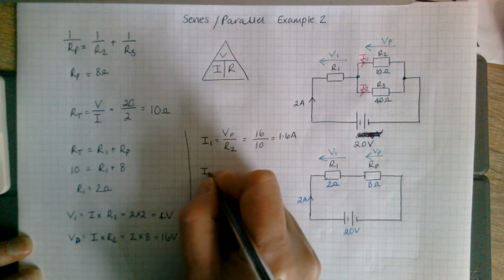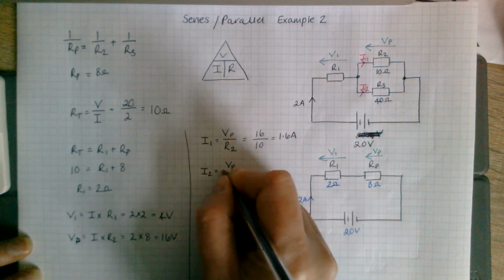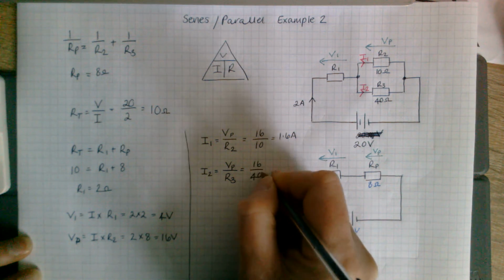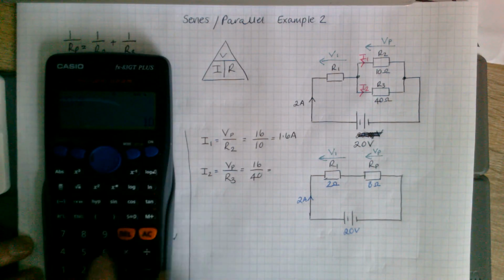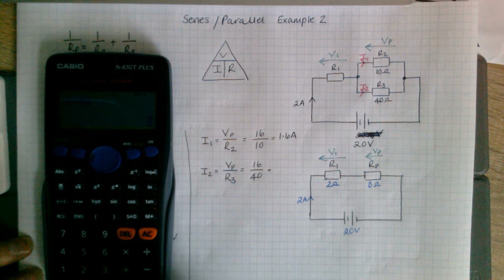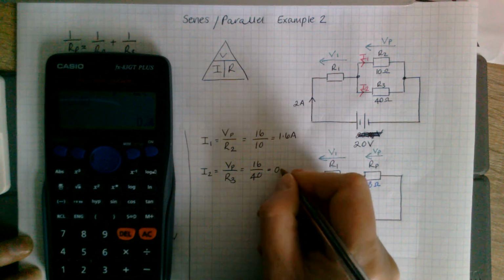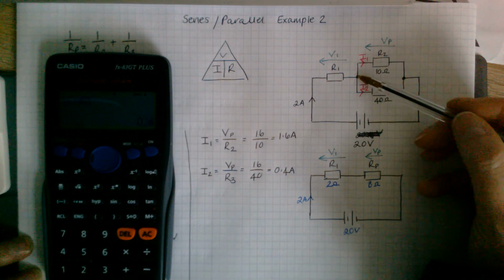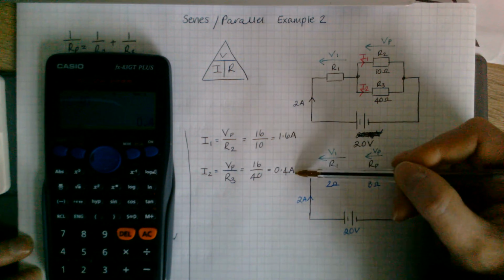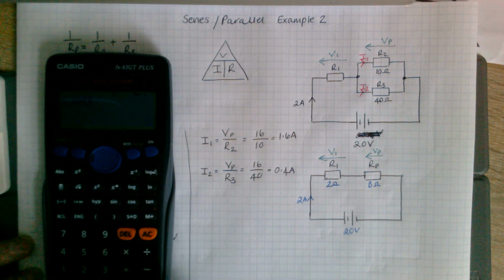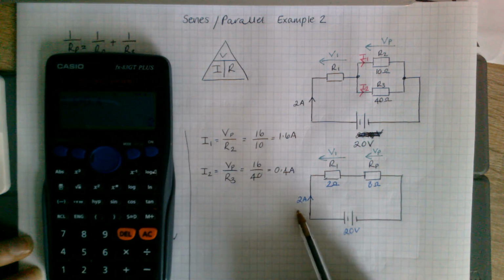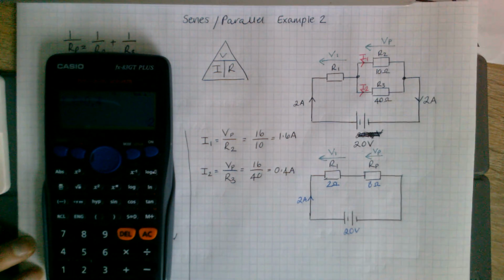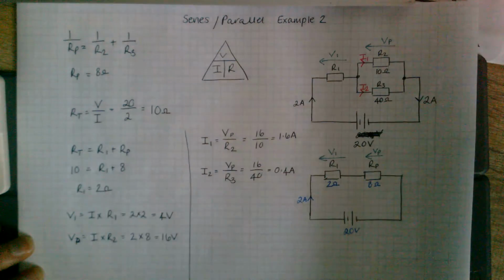Let's check that. I2, V parallel again over R3 this time, 16 divided by 40. 0.4 amps. That checks out. 2 amps comes along, splits here. 1.6 goes this way. 0.4 goes that way. 1.6 plus 0.4 gets you to this value here. So it'll rejoin at this point here. And then it's 2 amps that goes back to the supply. And that's that example complete.